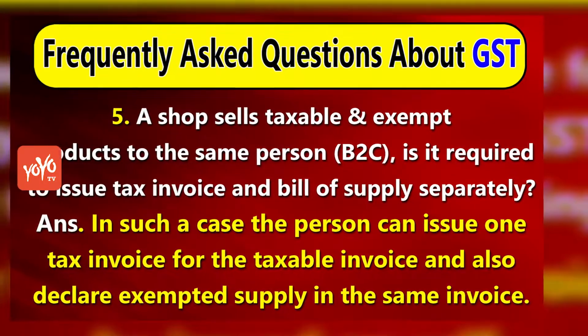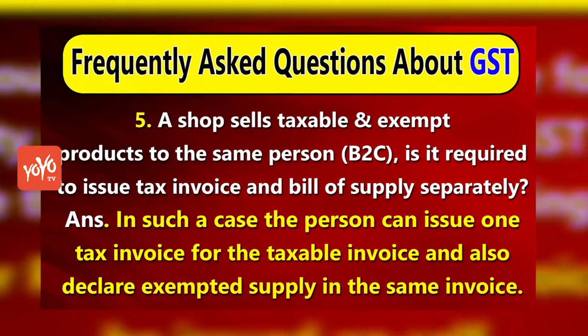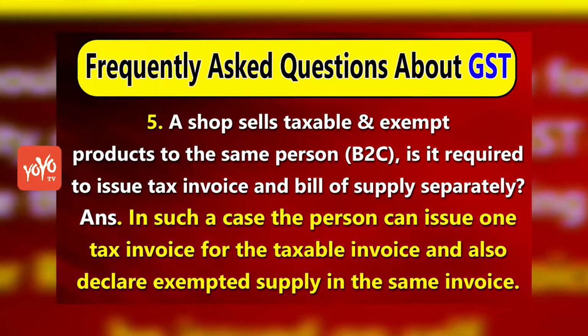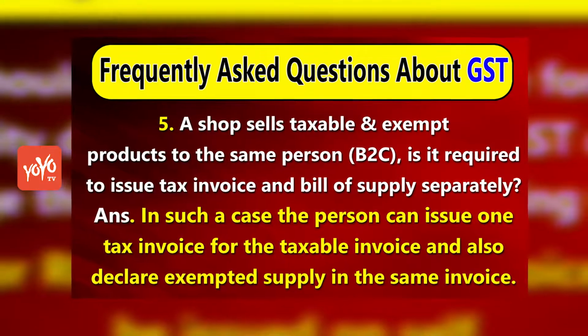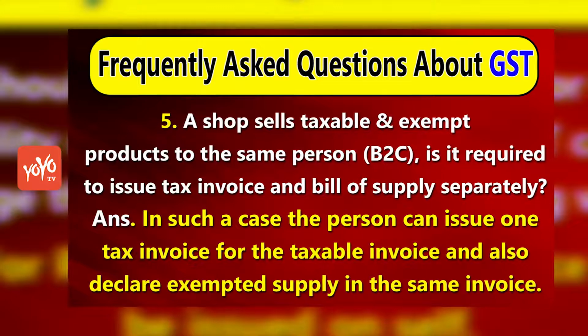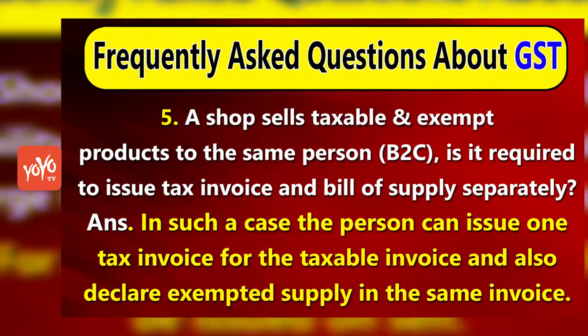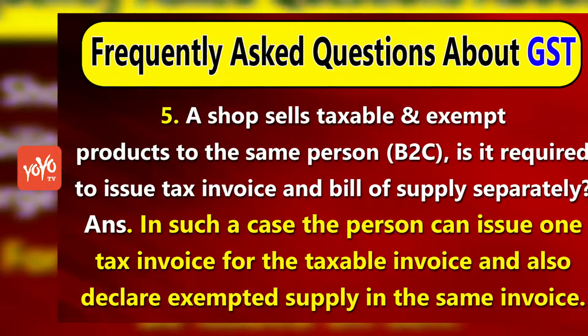Question. A shop sells taxable and exempt products to the same person, B2C. Is it required to issue a tax invoice and a bill of supply separately? Answer. In such a case, the person can issue one tax invoice for the taxable supply and also declare the exempted supply in the same invoice.